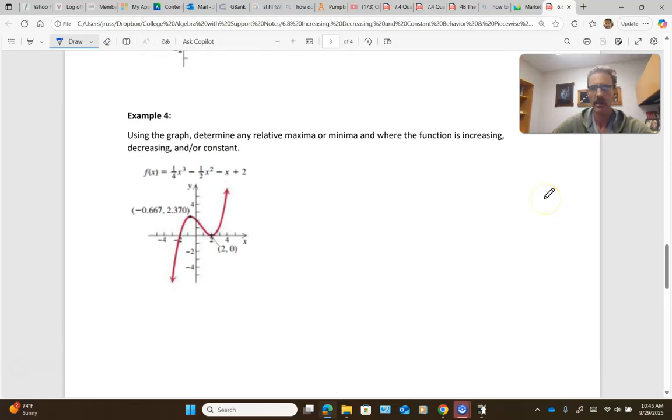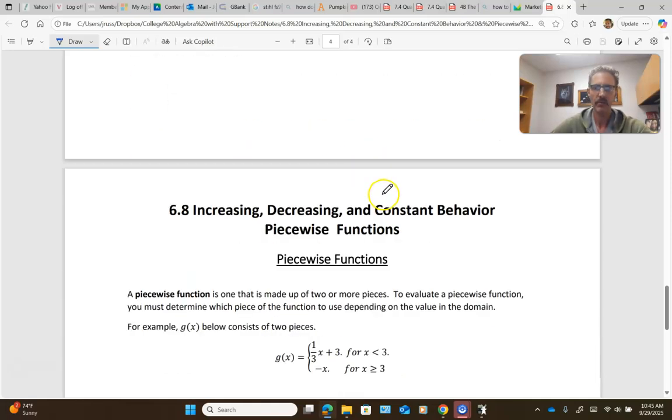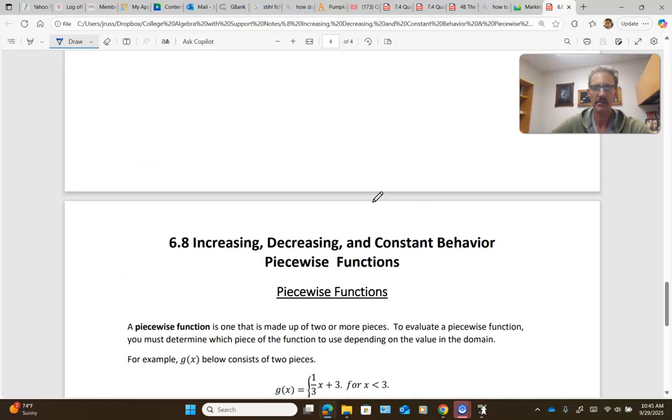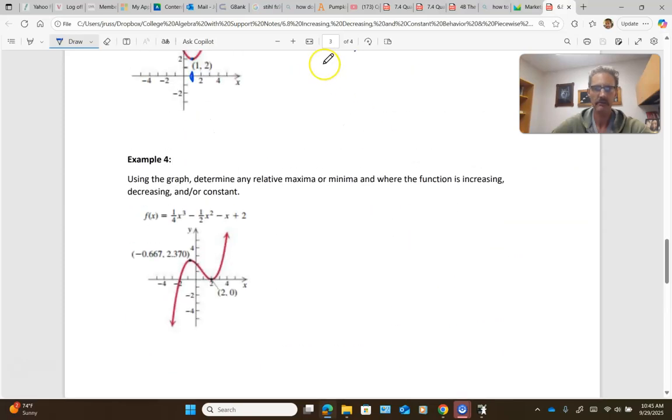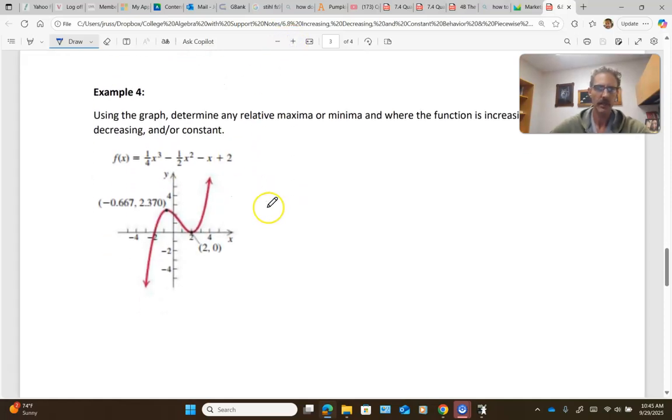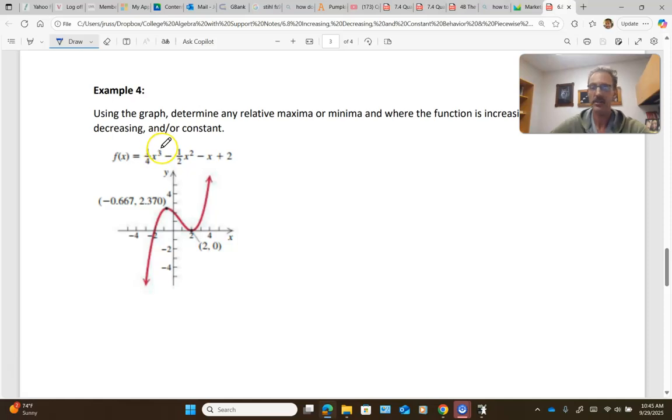Okay, I think we'll look at example 4. I may do this in 2 videos, because we'll do example 4 and then we'll have a separate video for piecewise functions. So same thing here. Use the graph, determine any relative maxima or minima, and then where is the function increasing, decreasing, and or constant? Well, look at this one, guys. Look at the nature of this function. The highest power of x is 3. This is a cubic function.